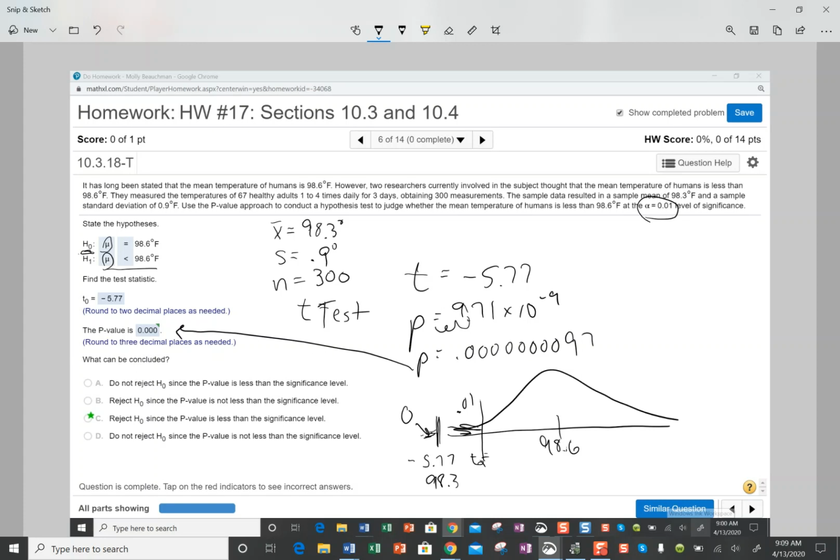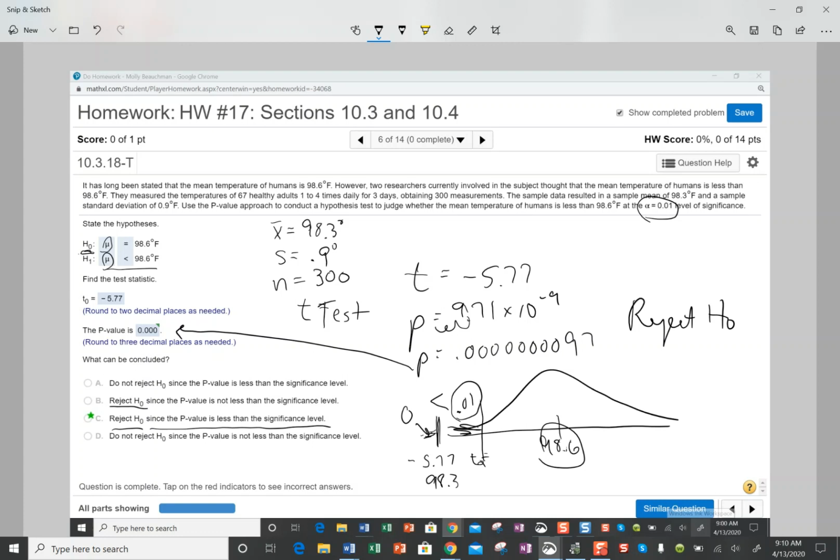So our critical value is much further away. The probability of unusual, the problem sets it at 0.01. So if you have a p-value less than 0.01, that means it's so unusual that we think that 98.6 is not right anymore. So when it gets so far away, what we do is reject the null hypothesis. And we reject because the p-value is less than the significance level. The p-value is 0, the significance level is 0.01, that's less than, so we reject.